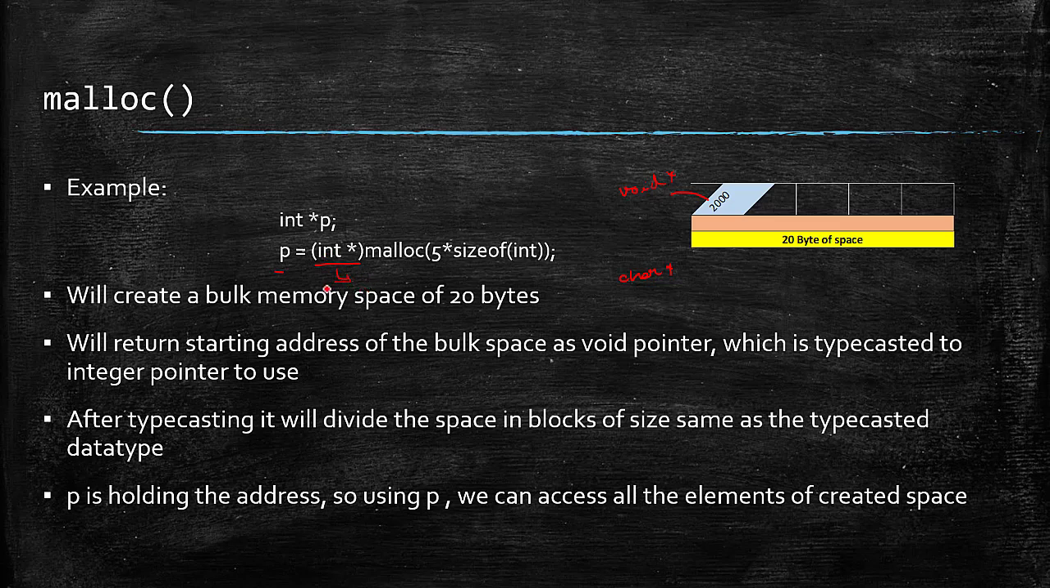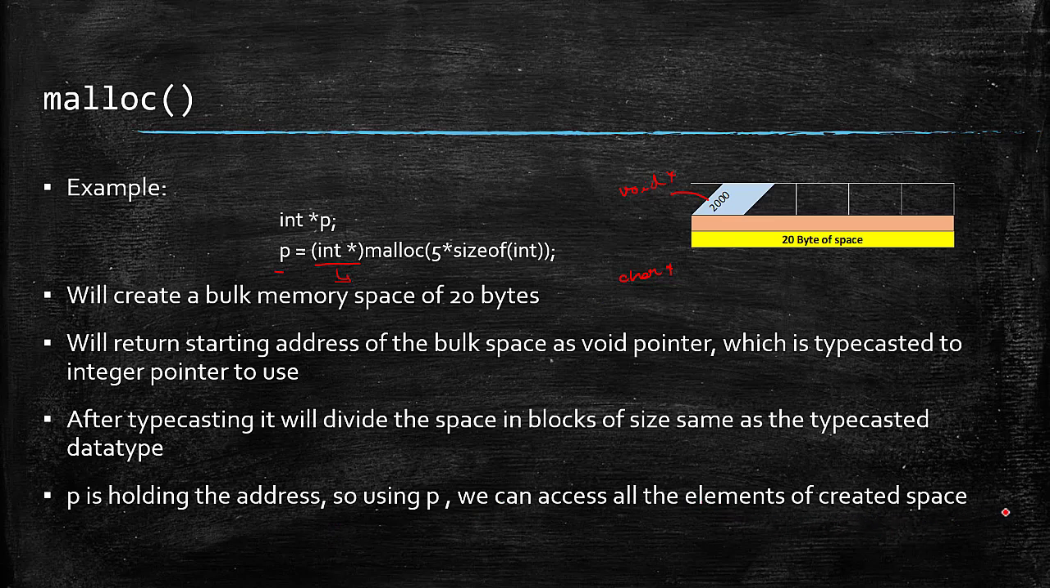So as we have already told you, it will create a bulk memory space of 20 bytes. It will return the starting address. Here the starting address is 2000, and to use it we are typecasting into an integer type of pointer. After typecasting, it will divide the space into blocks of the same size as the typecasted data type. So here we are typecasting into integer, so each block will be of integer size. So there will be 5 blocks and each block will be of 4 bytes. Now P is holding the starting address of that block. So using P we can access all the elements of the created space.